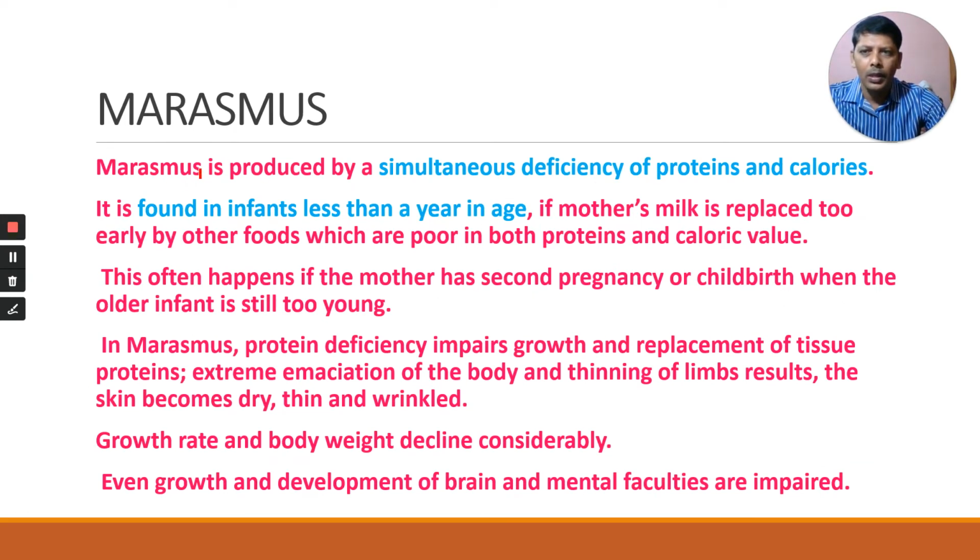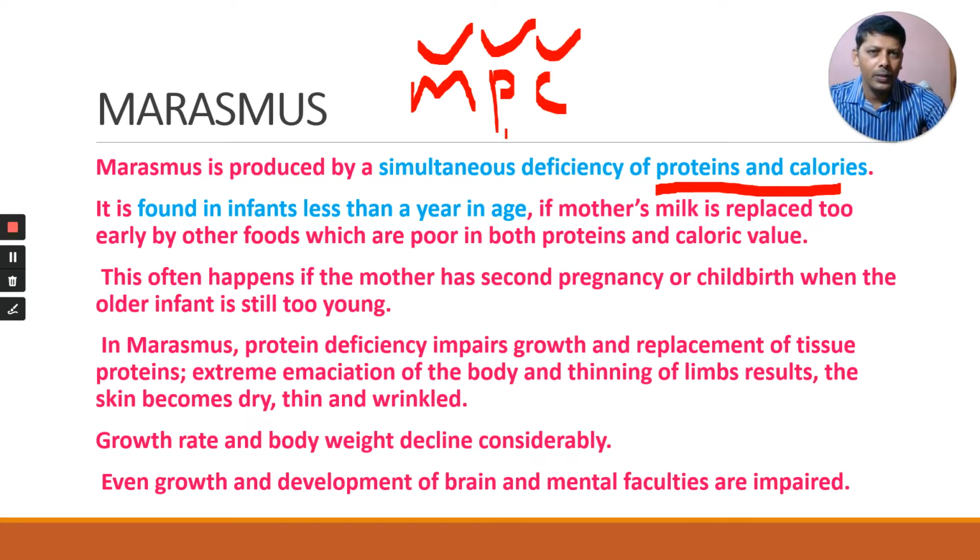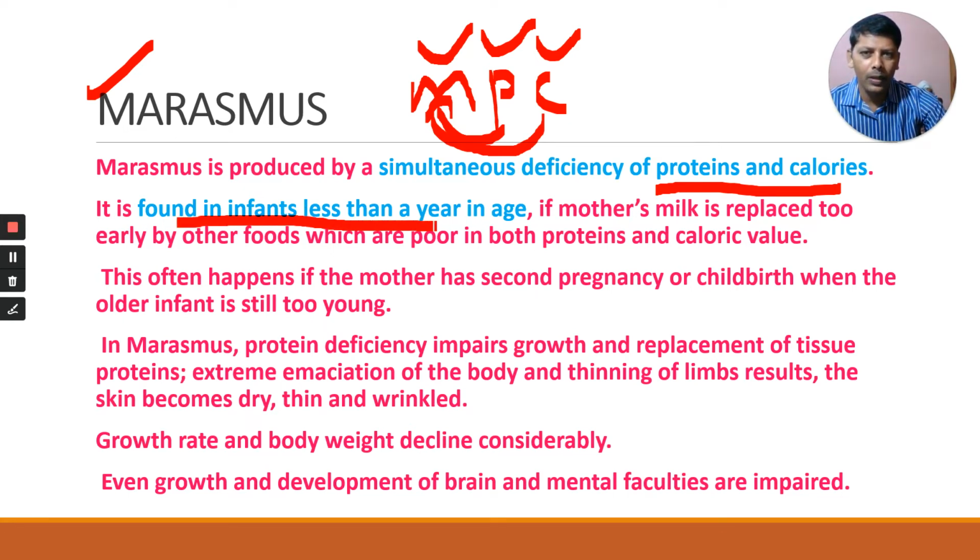Marasmus is produced by simultaneous deficiency of proteins and calories. You can remember it as MPC: M marasmus, P protein, C calories. Because of deficiency of proteins and calories, that leads to marasmus. It is found in infants less than a year in age. Very, very important.